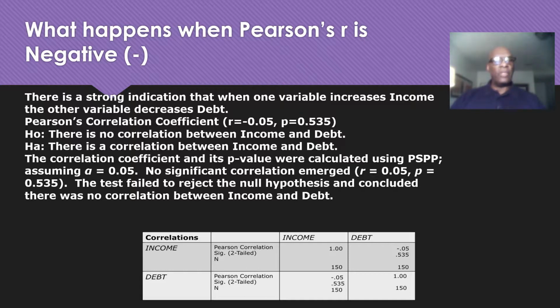The H0, there is no correlation between income and debt. The HA, there is a correlation between income and debt. The test rejected the null hypothesis and accepts the alternative hypothesis. We concluded there was a correlation between income and debt, assuming alpha equals 0.05.